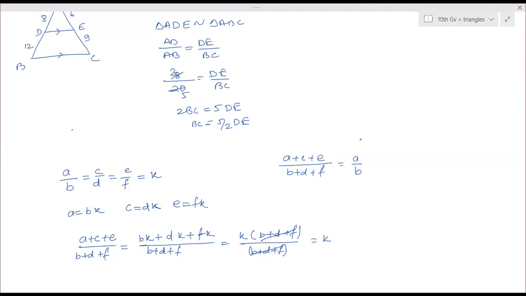This is a property of ratio proportion. Rishi, not clear yet? No, ma'am. Why? What's the problem? What is the first step I did? Ma'am, you took the ratios of the sides, because the two triangles are similar, as given.